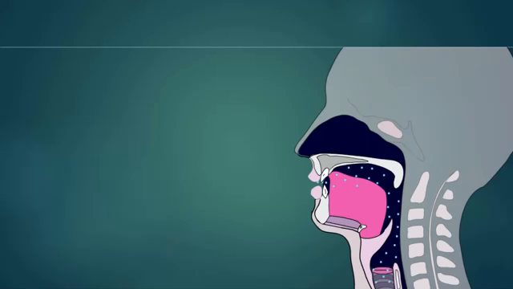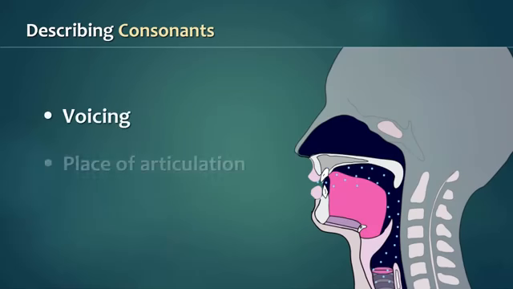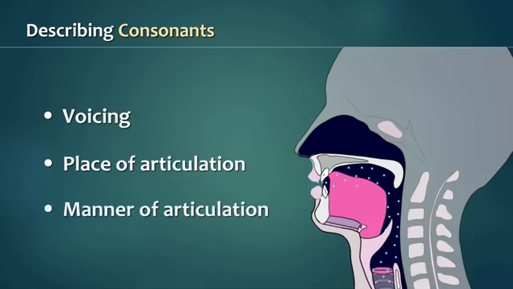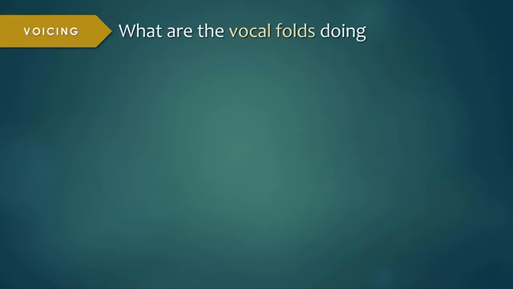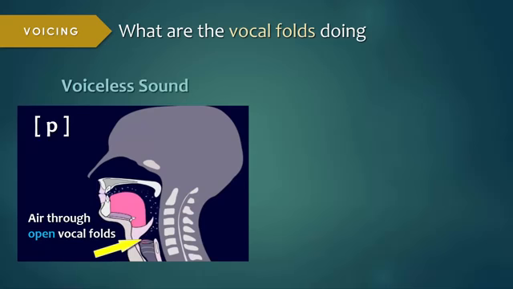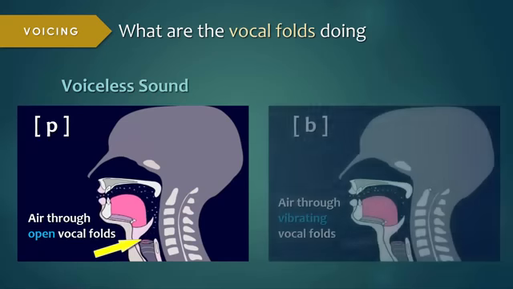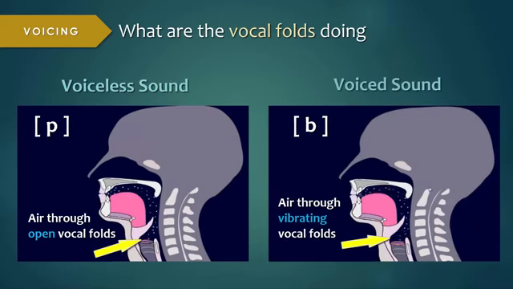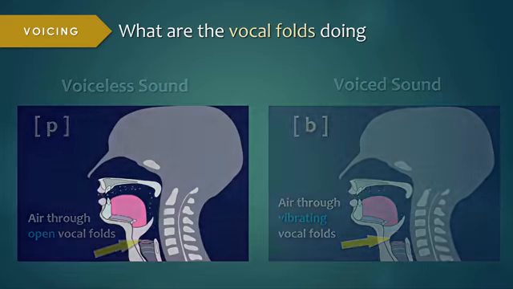When linguists describe consonant sounds, we use three criteria: voicing, place of articulation, and manner of articulation. Let's talk about each of these in turn. Voicing, or state of the glottis, refers to what the vocal folds are doing. When air passes through open vocal folds, we call these voiceless sounds. When air passes through vibrating vocal folds, we call these voiced sounds.